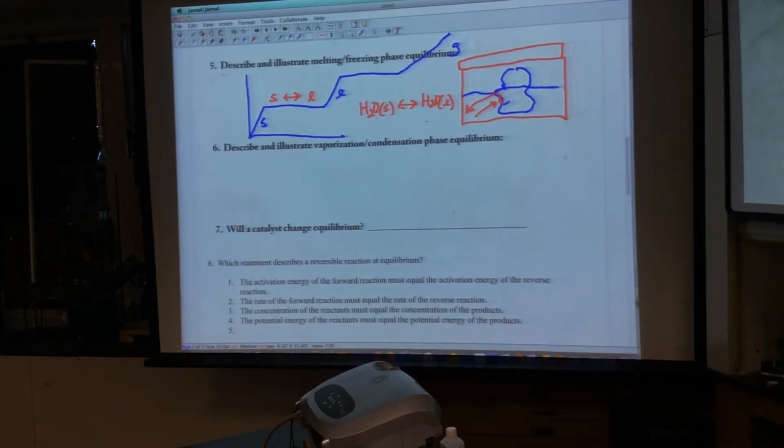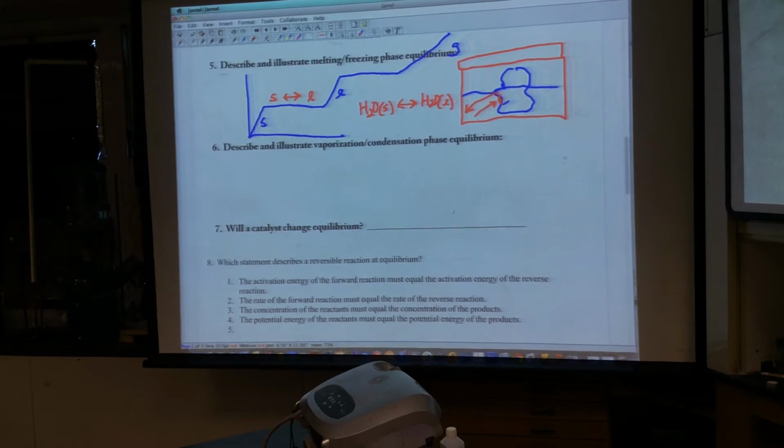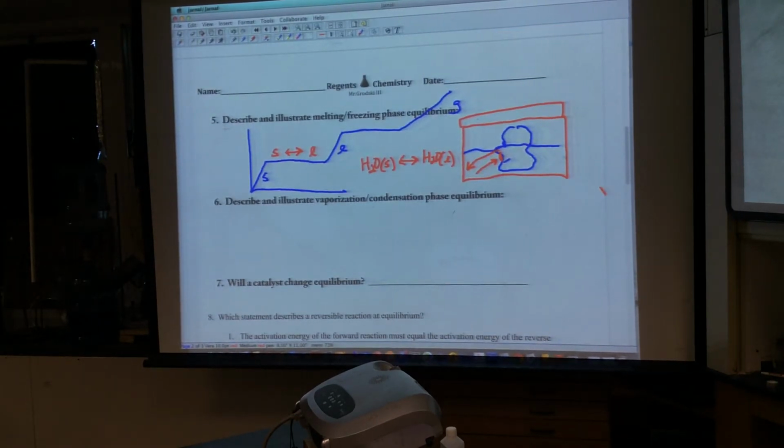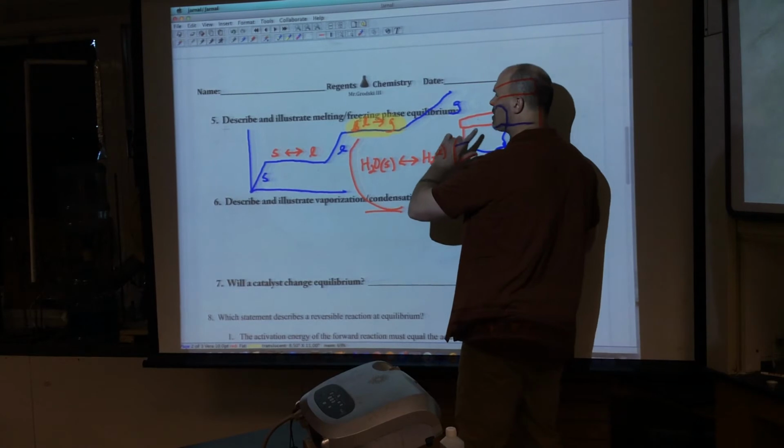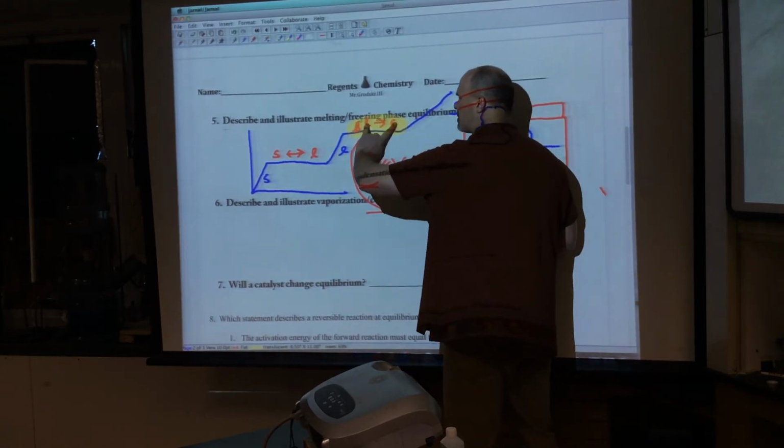Number 6, describe and illustrate vaporization phase equilibrium. My friends in chemistry, phase equilibrium of this one is up here. We have a liquid in equilibrium with a gas. So if they ask you where the boiling or the vaporization condensation phase equilibrium is, it's up here. Or they can ask you on a test, given a heating curve, where is there an equilibrium between the liquid and gas? Right up here.